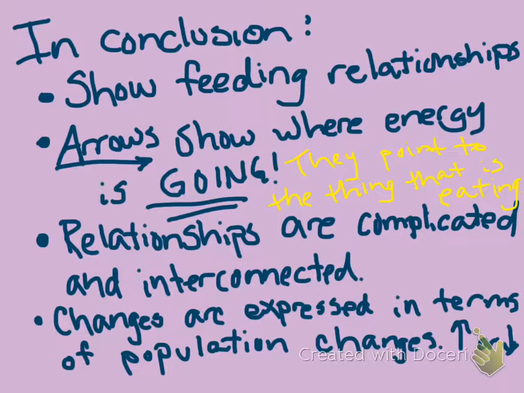Relationships are complicated and they're interconnected. And whenever we're talking about changes in the ecosystems, we express them in terms of population changes. So the population goes up or the population goes down. We try not to say everything will die because that's oversimplified. But populations go up and down in natural cycles.